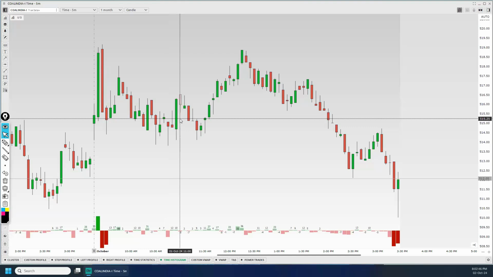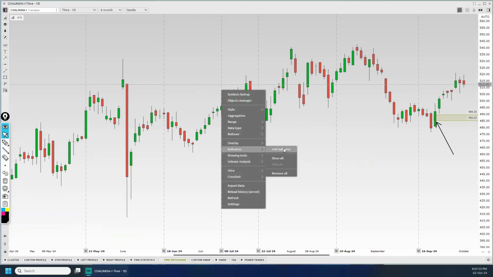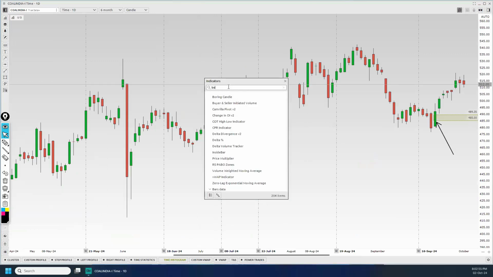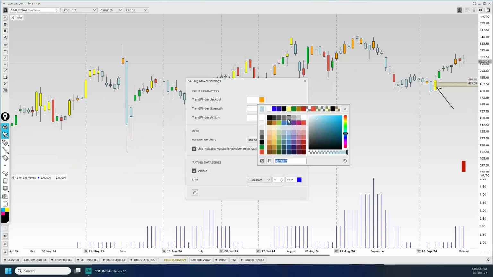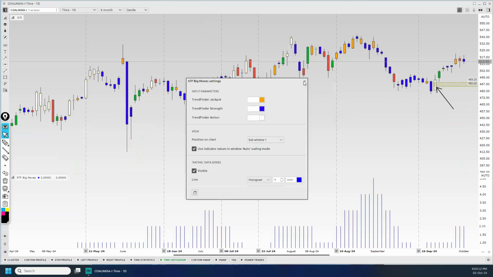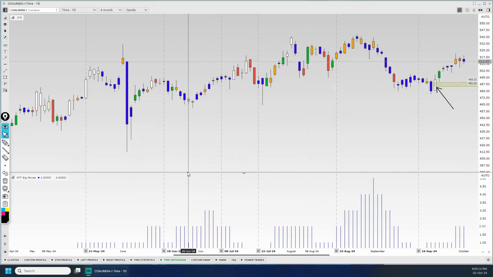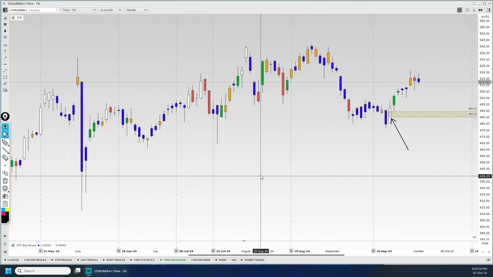For the people who might be joining for the first time, let me quickly add an indicator here, which is a big move indicator. You have to type big move here, and in this one you have to go here. Then you can select the colors, press enter once you are selecting it, and then close. You really don't need the bottom one, so you can hide it. Something like that, this will look like that.